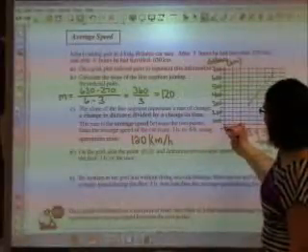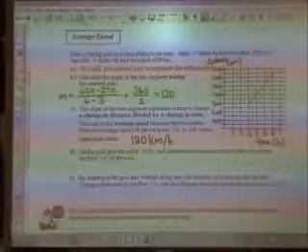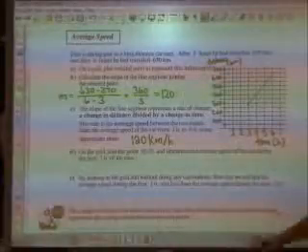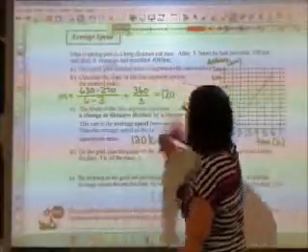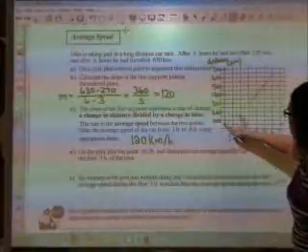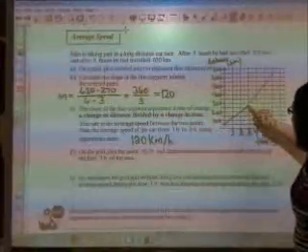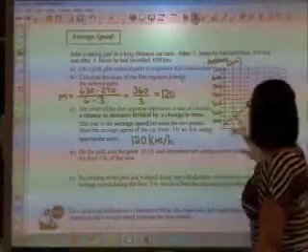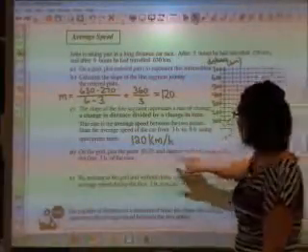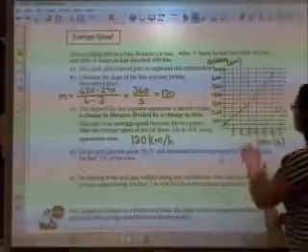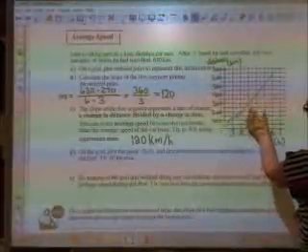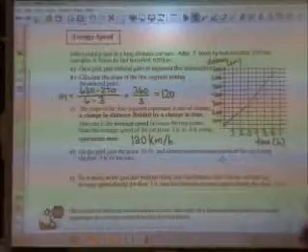If I plot the point 0 and 0, at time 0 he's traveled 0 kilometers. And if I join that to my first point on the graph, does this form a straight line all the way through? Are these two line segments straight? No.